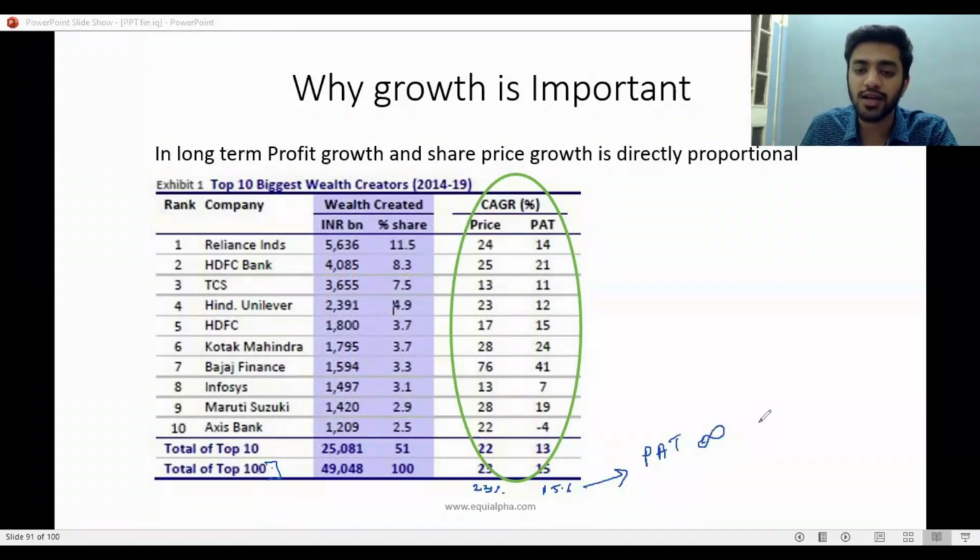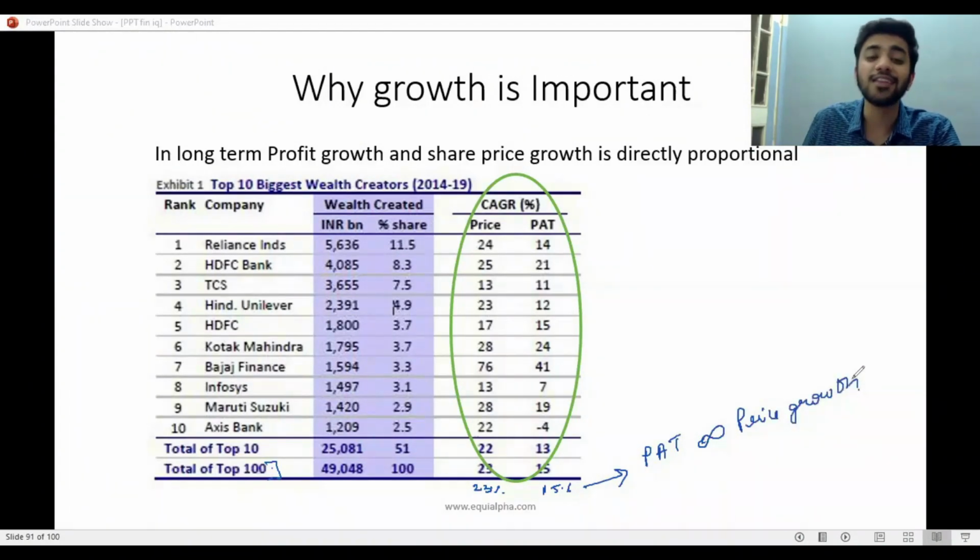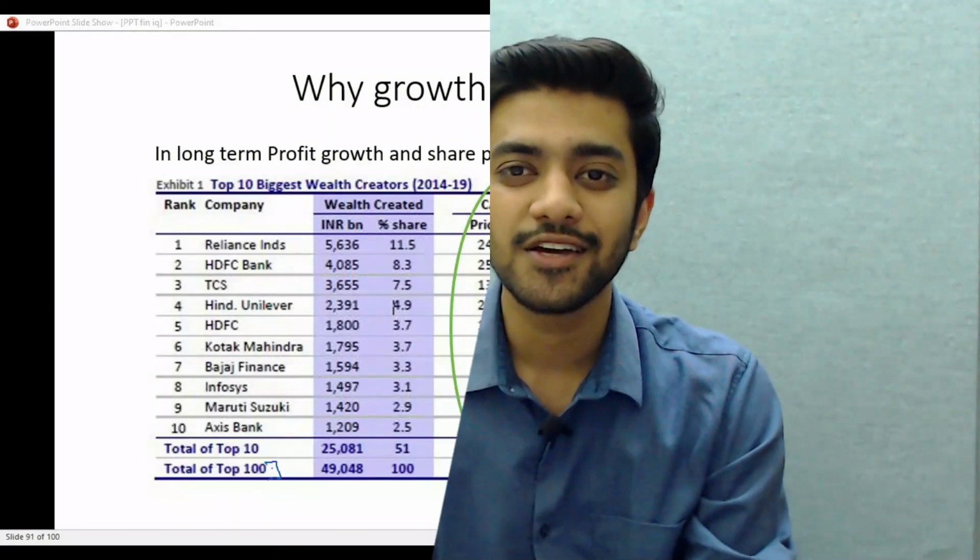And that's why profit growth is important. That's why it is essential. That's why we are talking about growth, and that's why it is one of the important parameters. So that was about profit growth and why it is important.